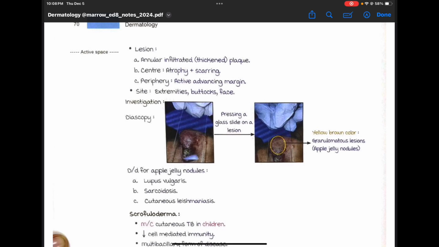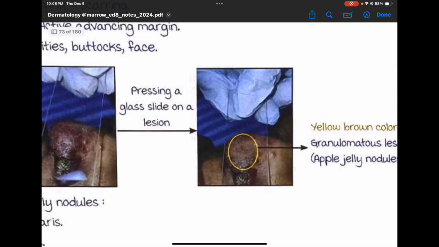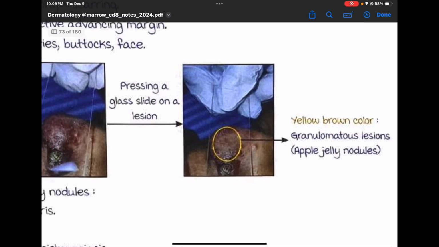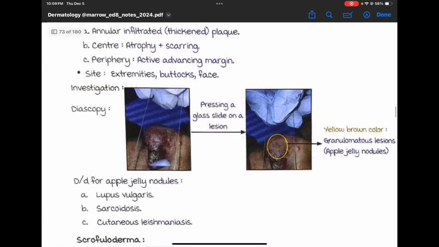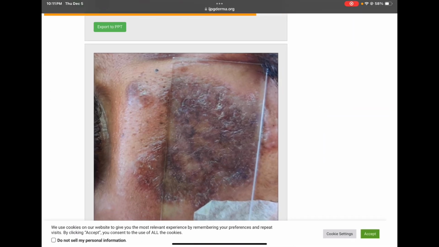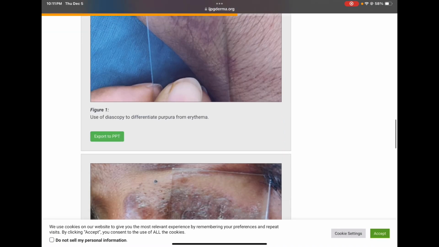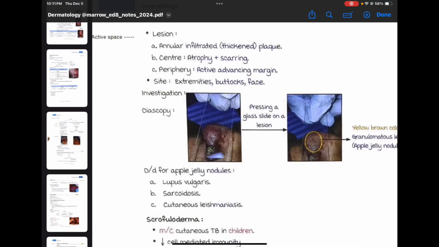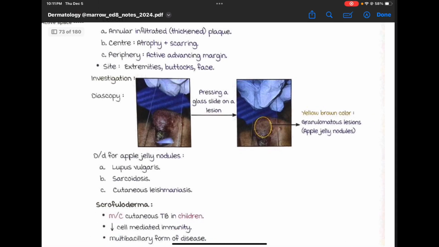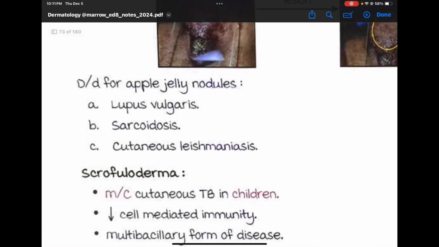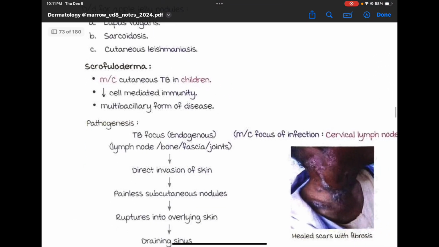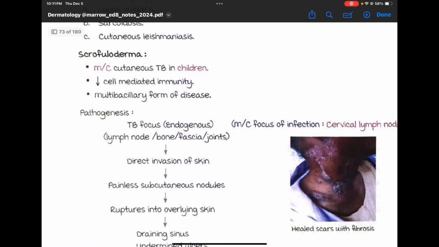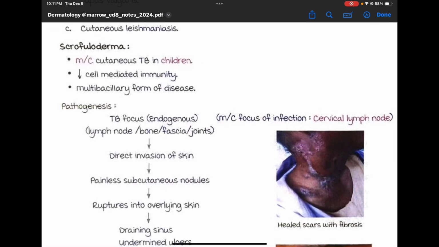Investigation, diascopy. Pressing a glass slide on a lesion, you will see yellow-brown border color. Granulomatous lesions, apple jelly nodules. Yellow nodules, those are diagnostic of lupus vulgaris. Differential diagnosis for apple jelly nodules: lupus vulgaris, sarcoidosis, cutaneous leishmaniasis. Scrofuloderma, most common cutaneous TB in children. Decreased cell-mediated immunity, multibacillary form of disease.